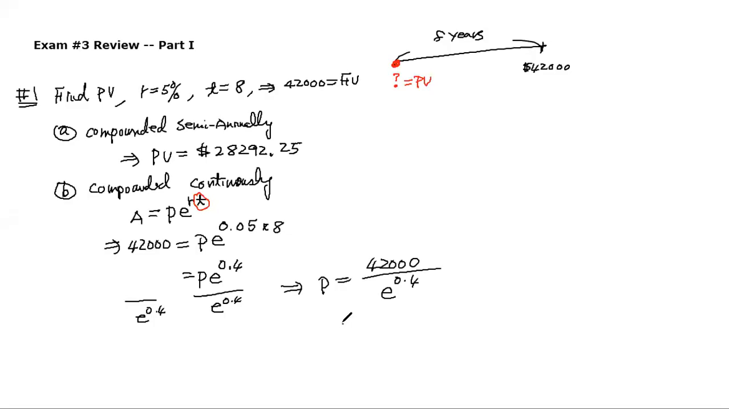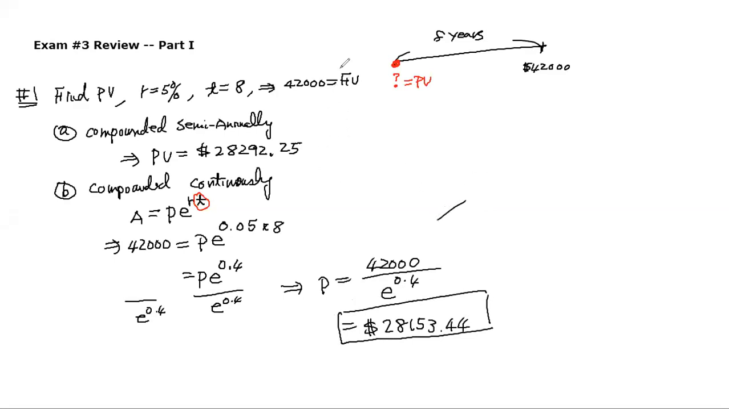Okay, so now based on the calculator, I can get this one here is 28,153.44. Okay, so that's the different way. How do you find the present value? By using the TI-84 calculators here.